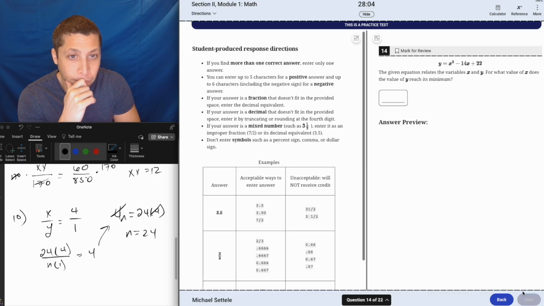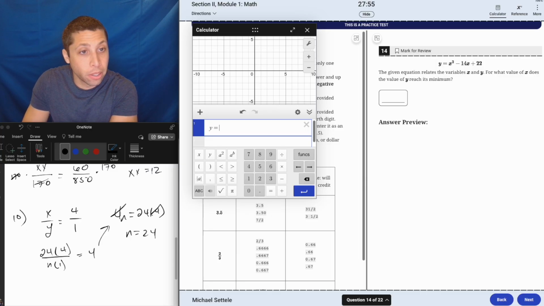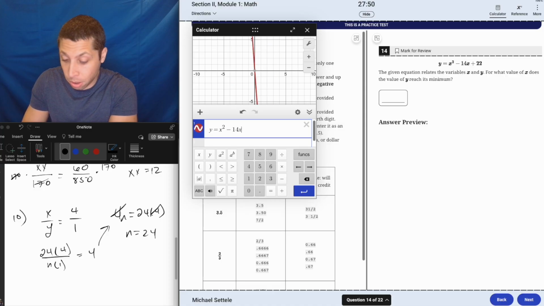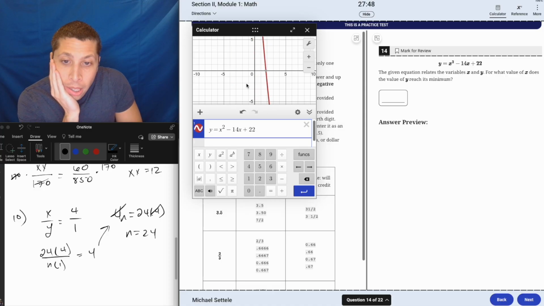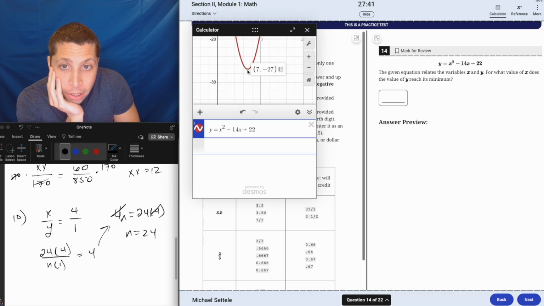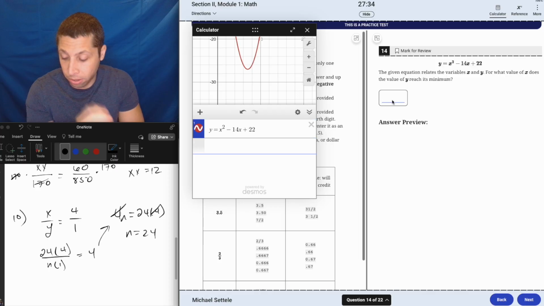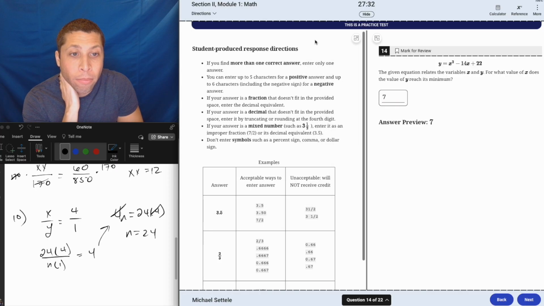Yes. Okay. There are so many ways to do a question like this, but it takes no effort to put it in Desmos, and I want to rest my brain a little bit, so we're going to do that. Plus 22. Okay, right, x squared minus 14x plus 22. So where's my minimum? It's right here. And for what value of x does the value of y reach its minimum? So they want the x, which is 7. Cool.